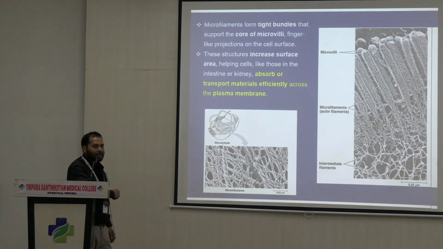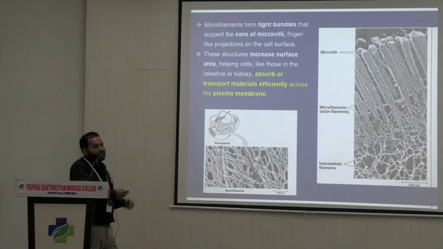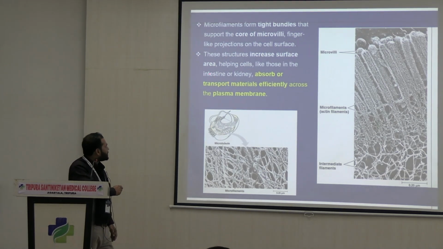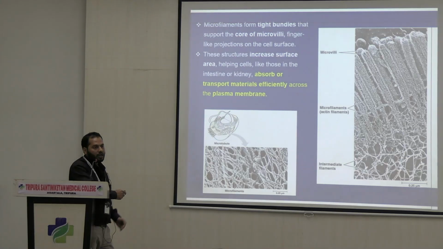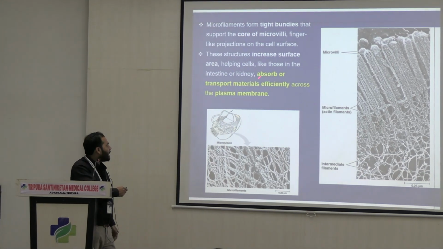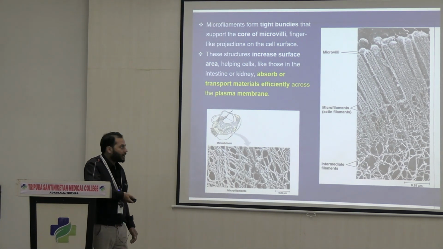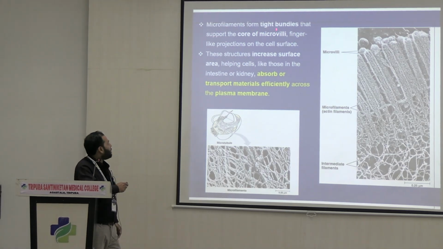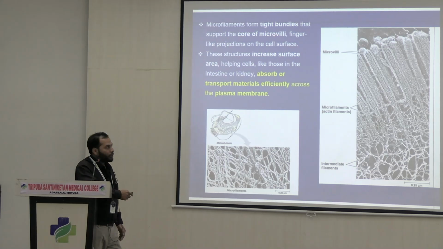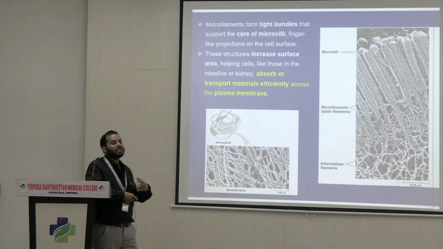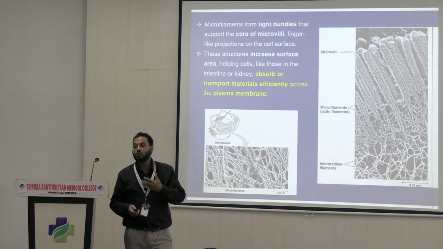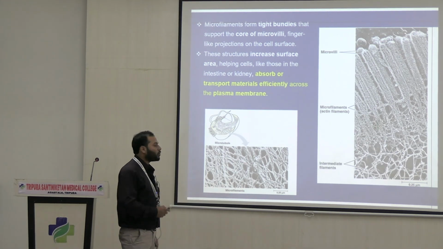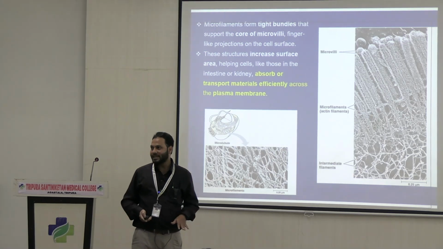These structures increase the cell surface area, which is very important for particular cells, mainly the cells present in the intestines and kidney, because the increase in surface area helps in the absorption and transport of different materials efficiently. So due to the presence of those microfilaments bundled in the cell surface, it increases the cell surface area that ultimately allows physiological processes like cellular absorption as well as the transport of different materials across the cell surface.